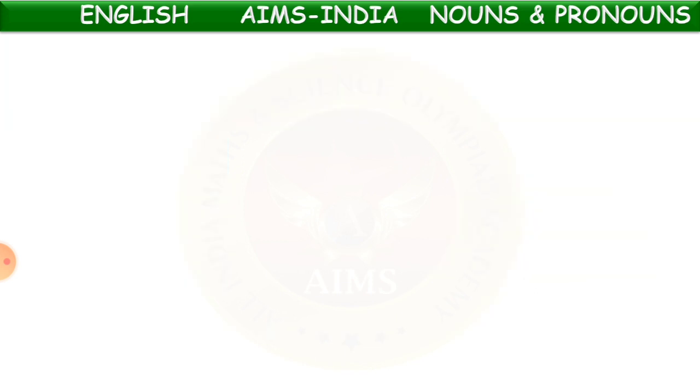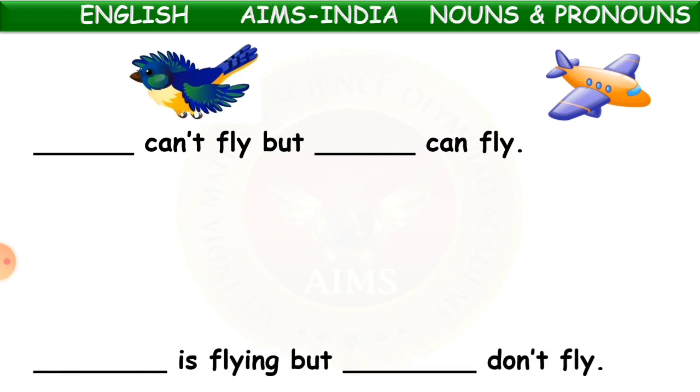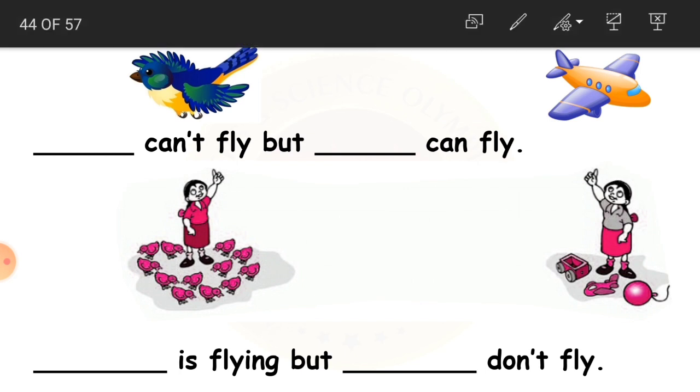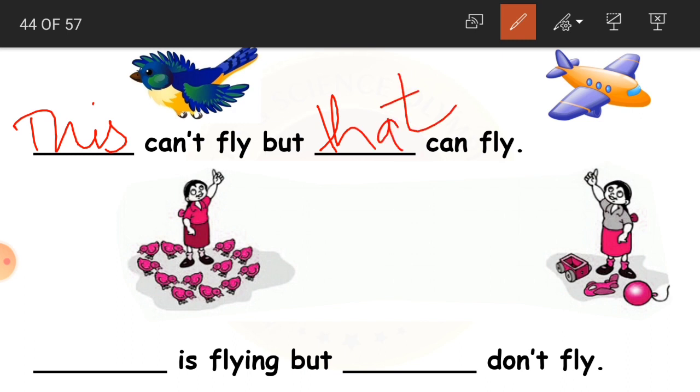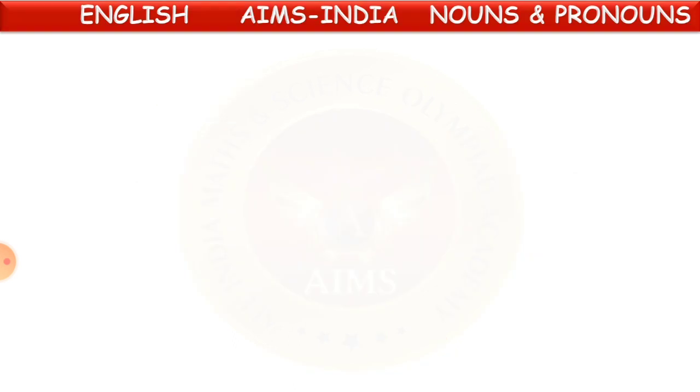Okay. Now another one. Here we are having some pictures of a bird and an aeroplane. Again a girl. The first one here. Dash can't fly, but dash can fly. Same. This can't fly, but that can fly. Okay. Here. This is flying, but that doesn't fly. These are all singulars. Clear, children?